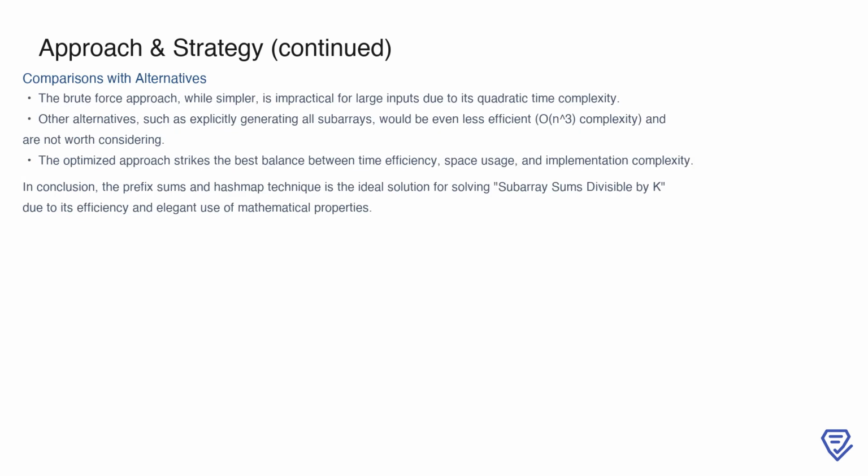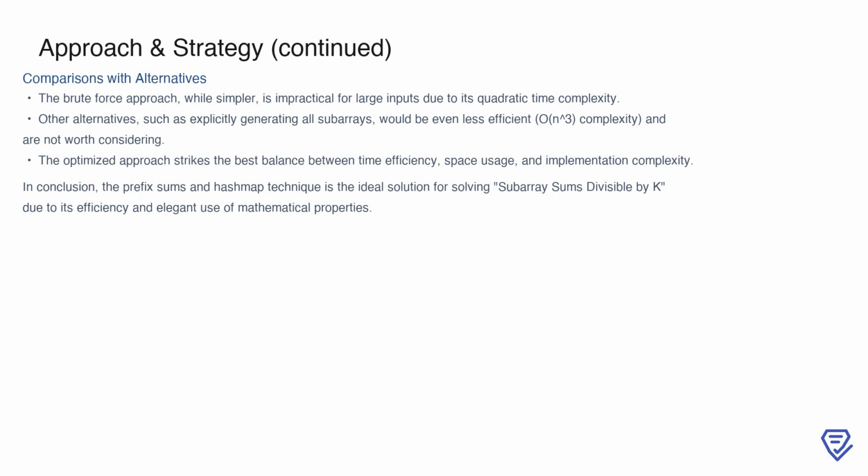When comparing this approach to alternatives, it becomes clear why the prefix sums and hash map technique is the best choice. The brute force approach, while conceptually simple, is prohibitively slow for large arrays due to its quadratic time complexity. Even less efficient alternatives, like explicitly generating all subarrays, have cubic time complexity and are not practical.